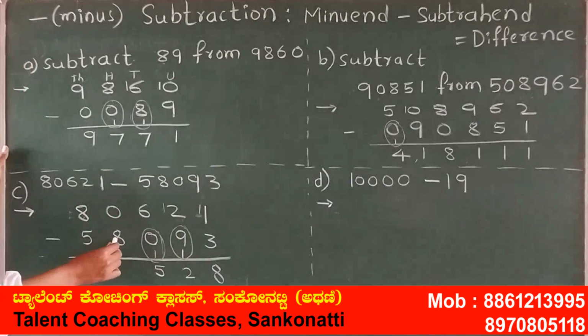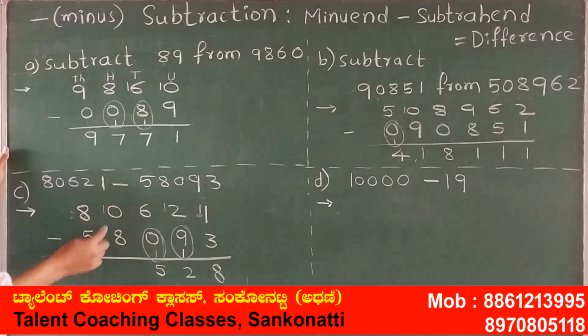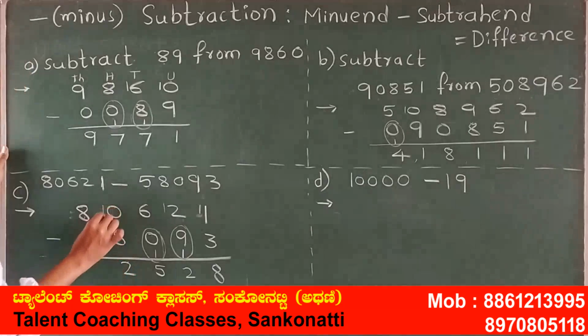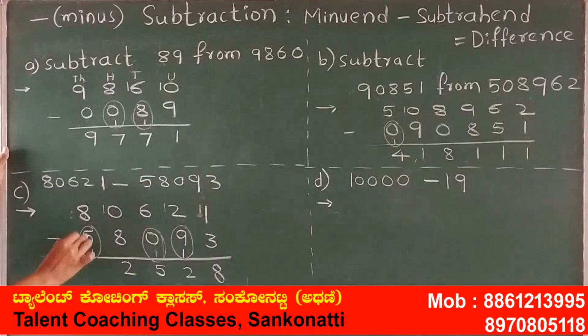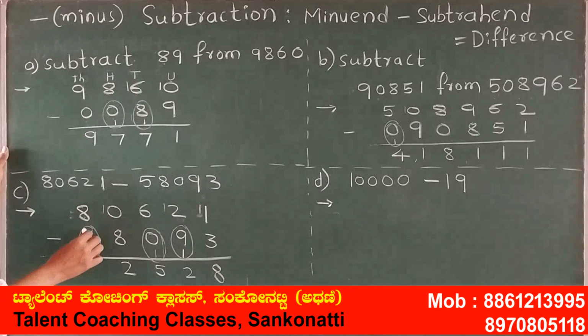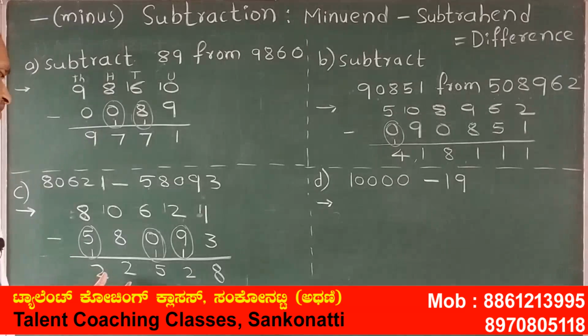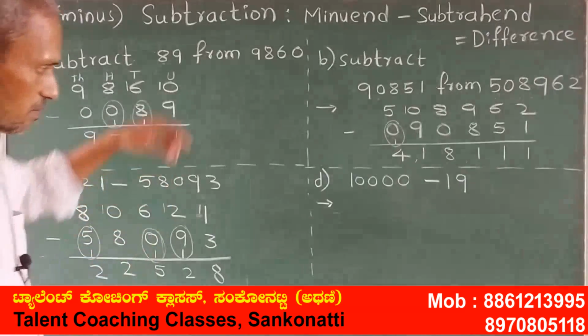And 8 cannot be subtracted from 0 as 0 is smaller. So we will borrow a carry and it becomes 10. 10 minus 8 is 2. Once again, one carry is given there. We will carry this number. 5 plus 1 is 6. 8 minus 6 is 2. This is 22,528, the difference of these two numbers.